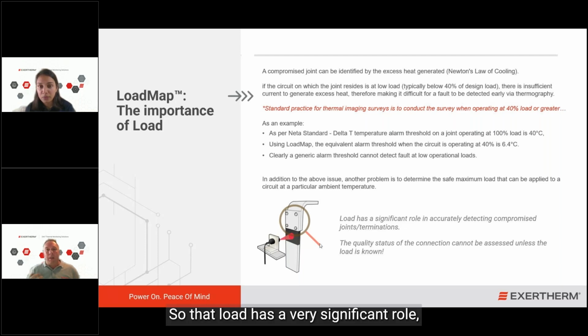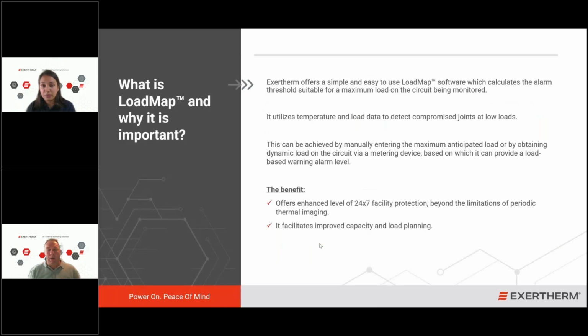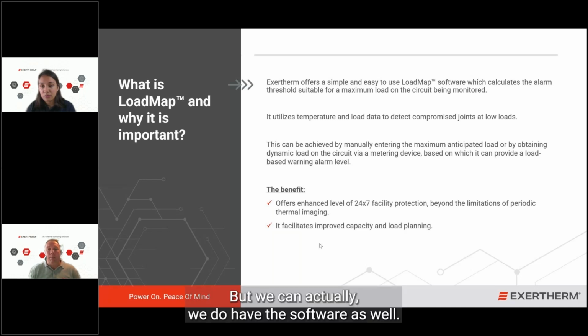So load has a very significant role in detecting a compromised joint, and that will help you determine the quality status of that connection. What is the quality of my connection? Can I apply extra loads? We actually offer simple, easy to use software. It calculates that alarm level for you. It's built into our HMIs, but we do have the software as well.